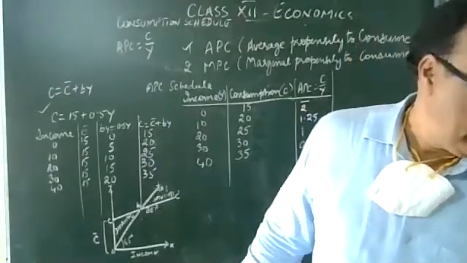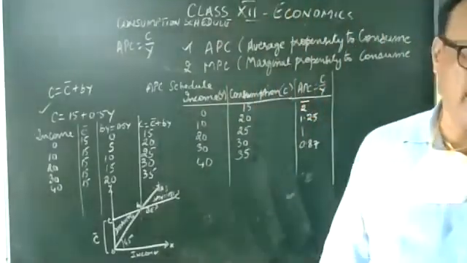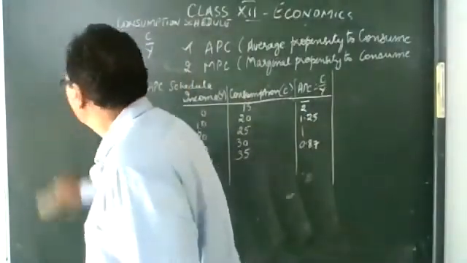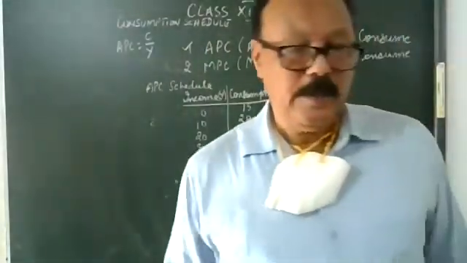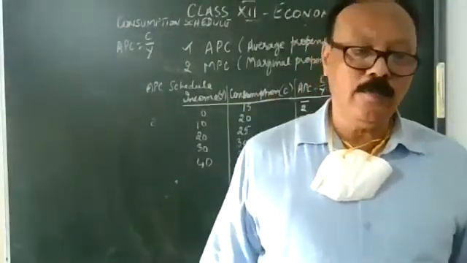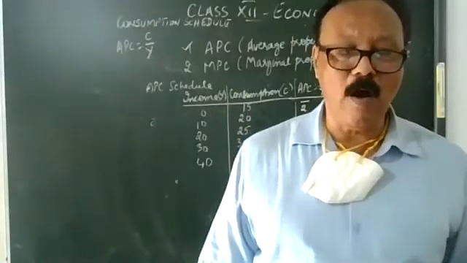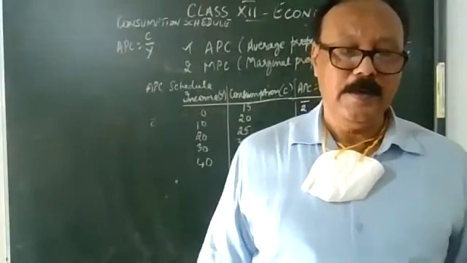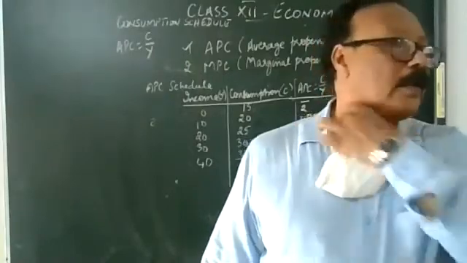Okay. Next, we come to propensity to consume. Definition: it is the desire to consume at different levels of income in the economy. It is a desire to consume at different levels of income in the economy.